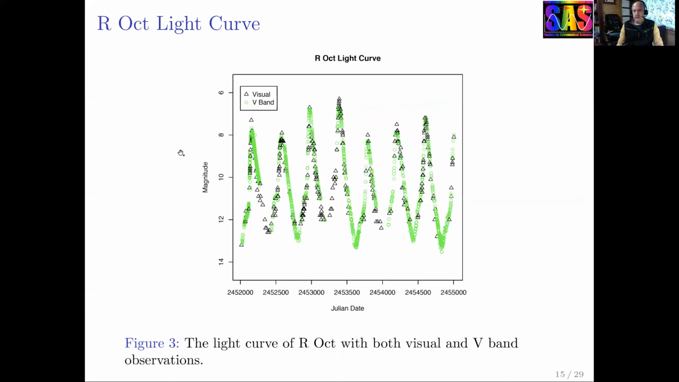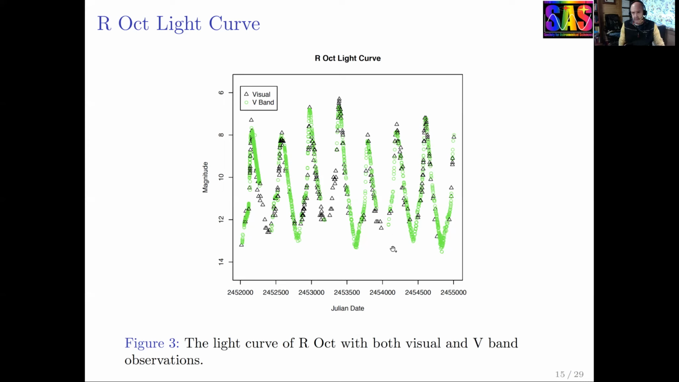Here's a light curve, just some historical data from the AAVSO database. You can see that, in common with many Miras, there are times when the maximums are quite bright compared to other times when they're relatively dim. Similarly, with the minimums, there are times when you have very deep minimums and other times when you have shallow minimums.